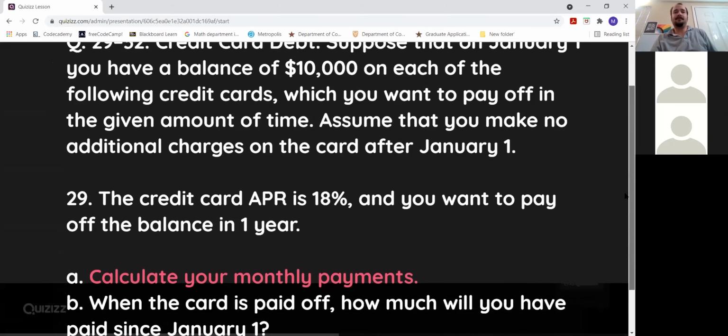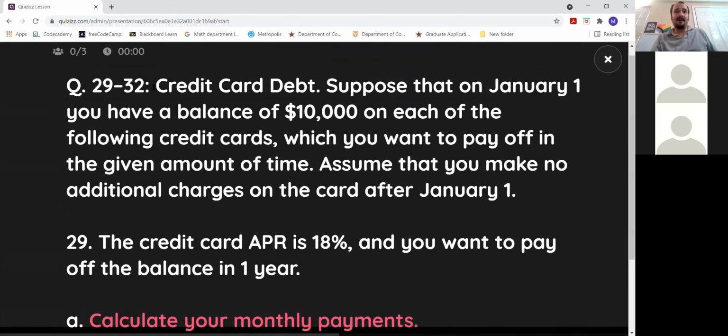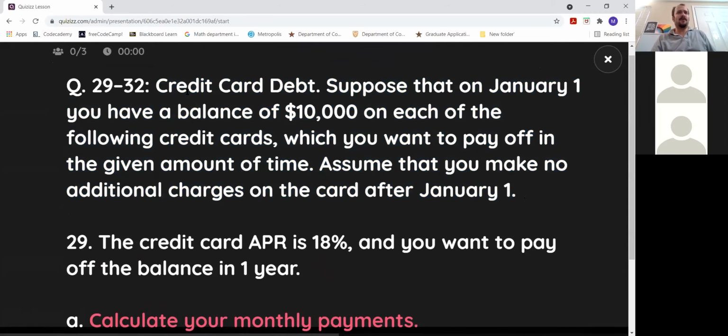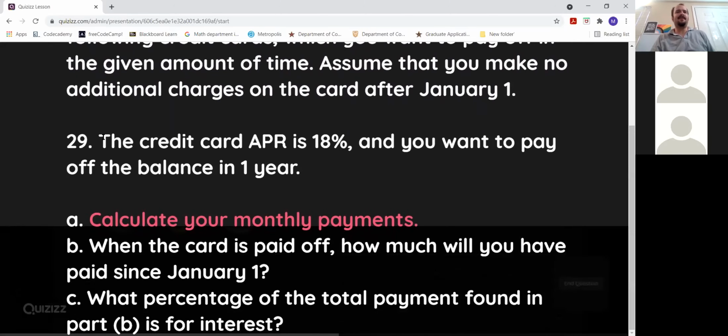Okay, oh look, calculate your monthly payments. So we might have to use that formula again. They make this one really complicated. Suppose on January 1st, you have a balance of 10,000 on each of the following credit cards. So basically we have a principal of 10,000, an APR of 18%, and we want to pay it off within 1 year. So then we need to figure out what payments we would have to make.